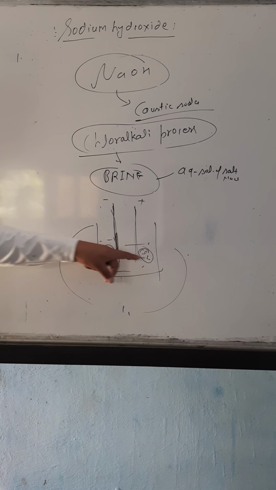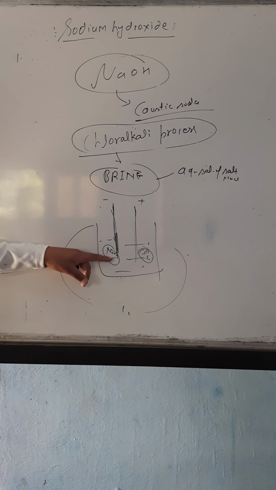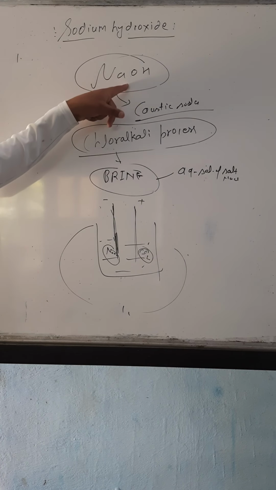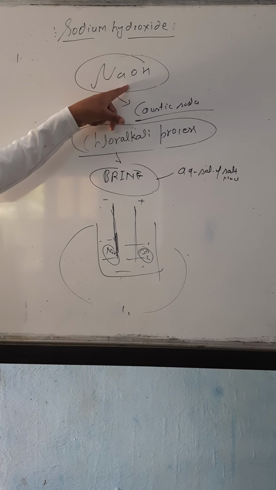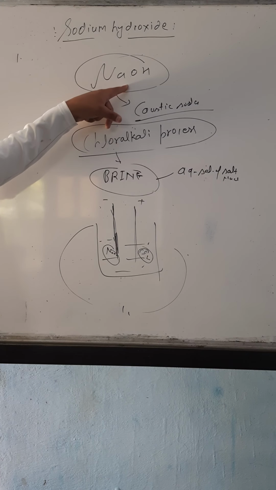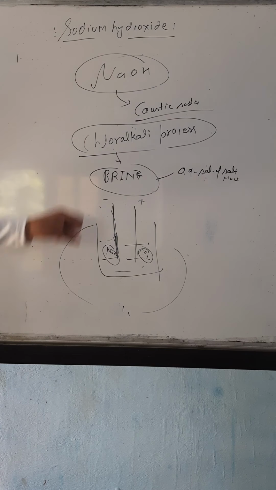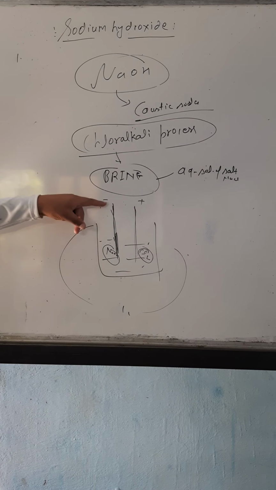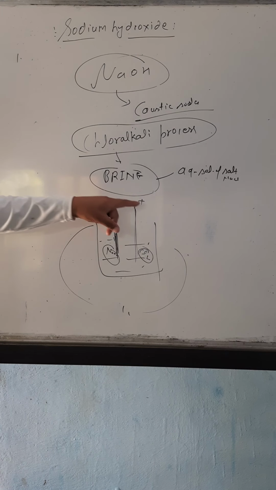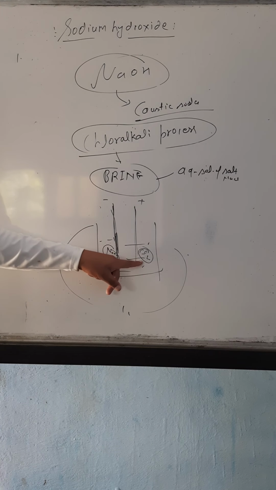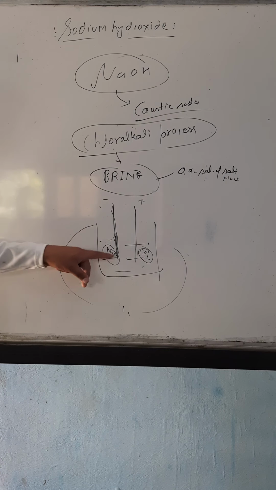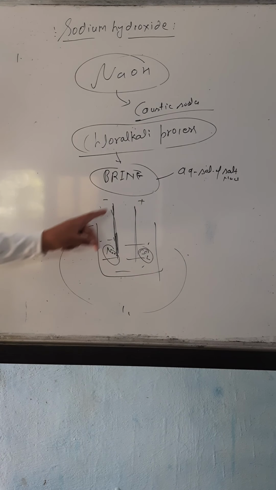So that is why it is chloralkali, because alkali is going to form here. Alkali means base. NaOH is a strong base, having a pH value maximum around 13 to 14. This is NaOH, caustic soda. NaOH is formed at the cathode side, and on the anode side you get chlorine gas. That is why it's called the chloralkali process.